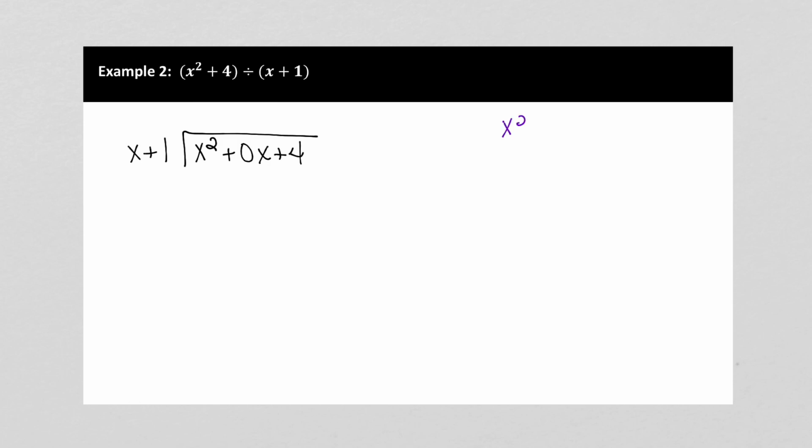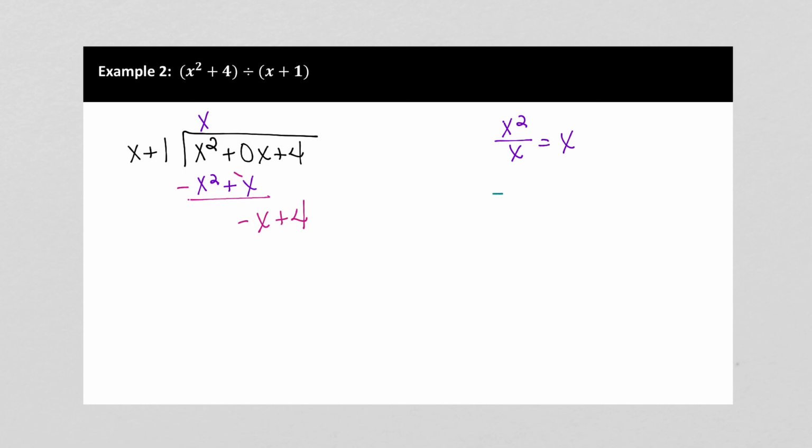So x squared divided by x is x. How many times does x go into x squared? X. Multiply through, x times x is x squared. X times 1 is x. Subtract. So we change our sign. 0x minus 1x is negative 1x. Bring down the plus 4.